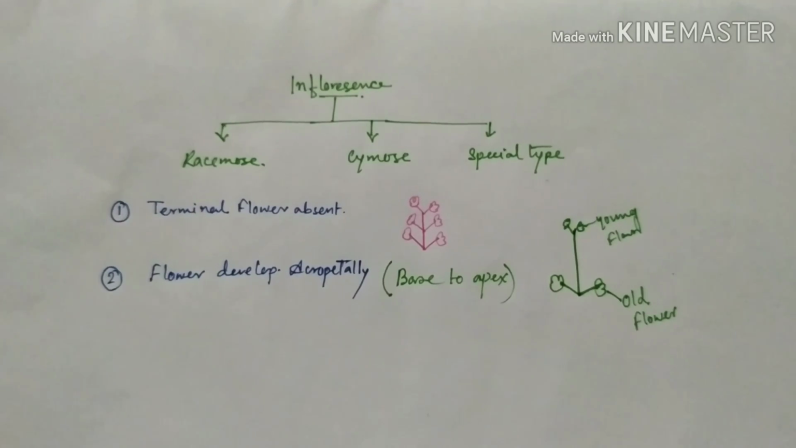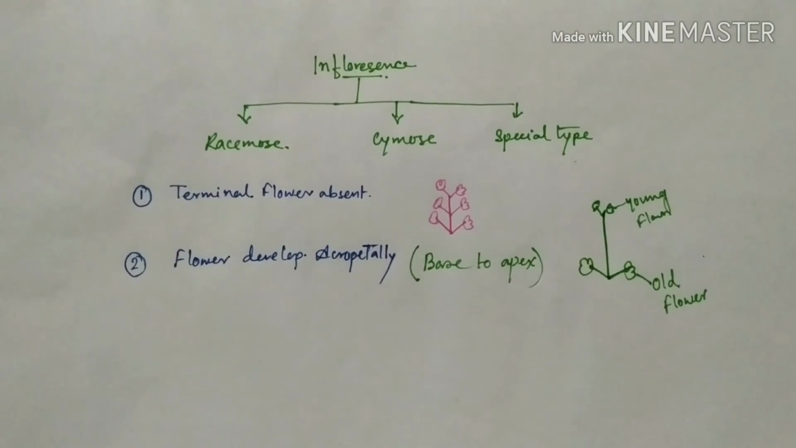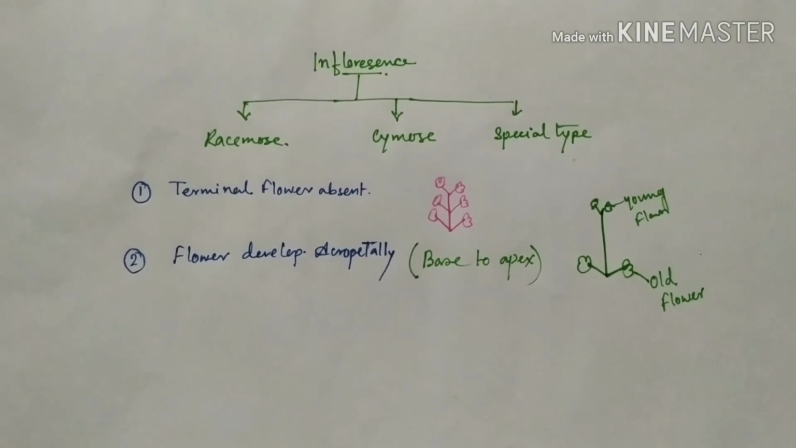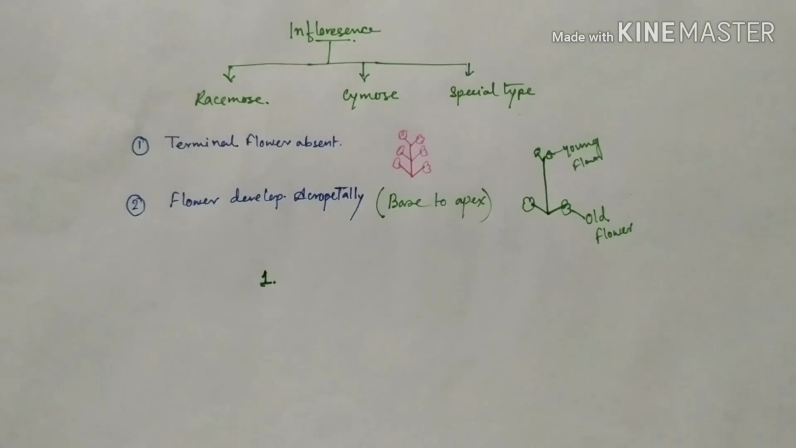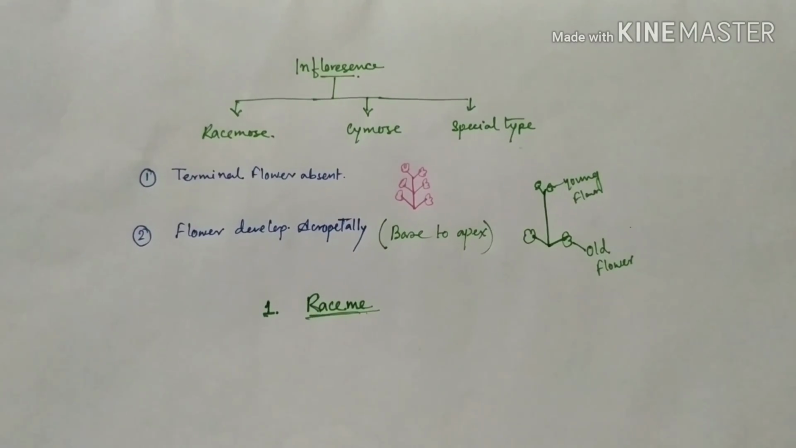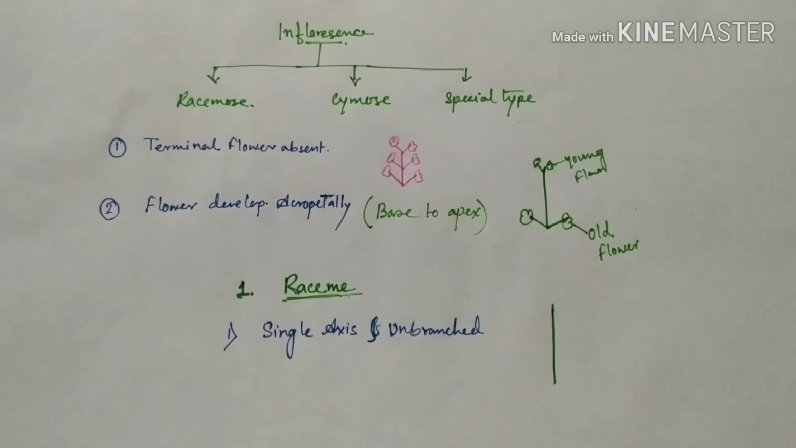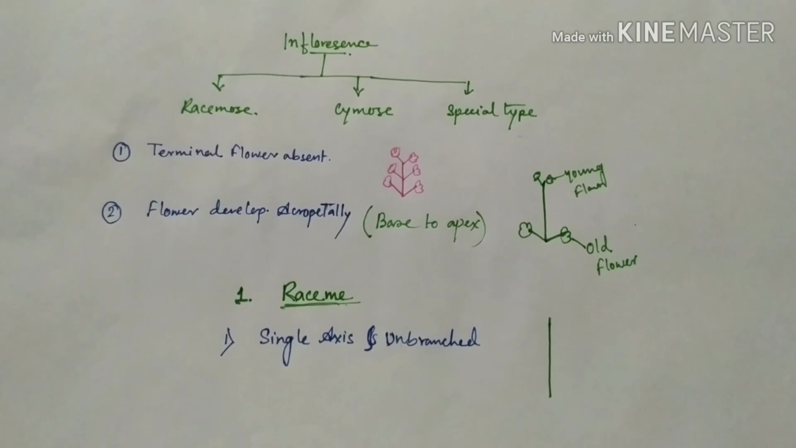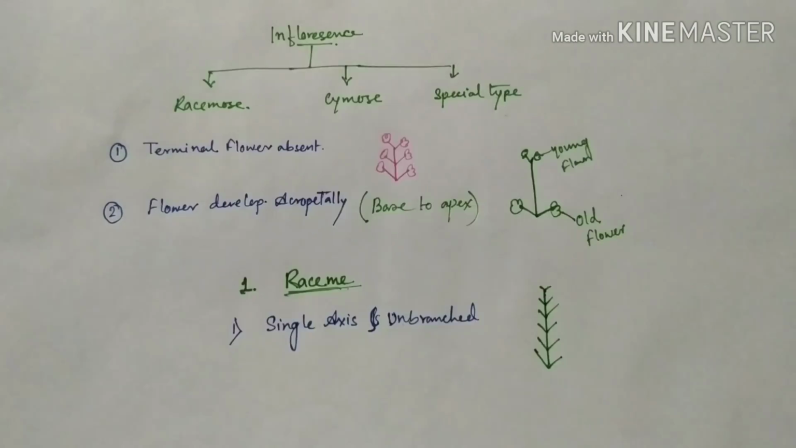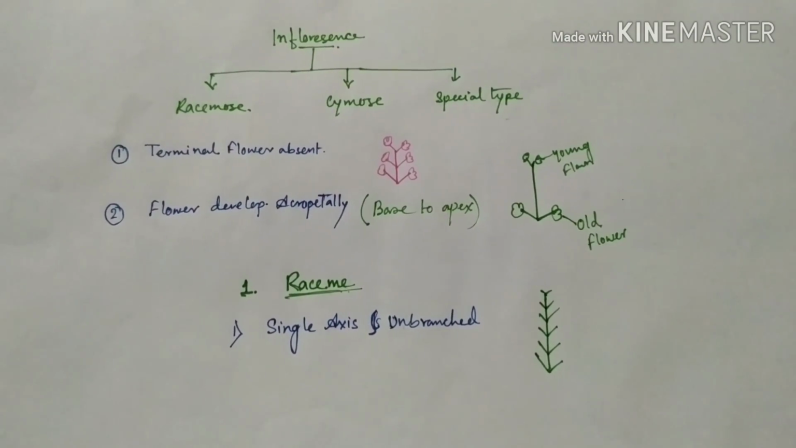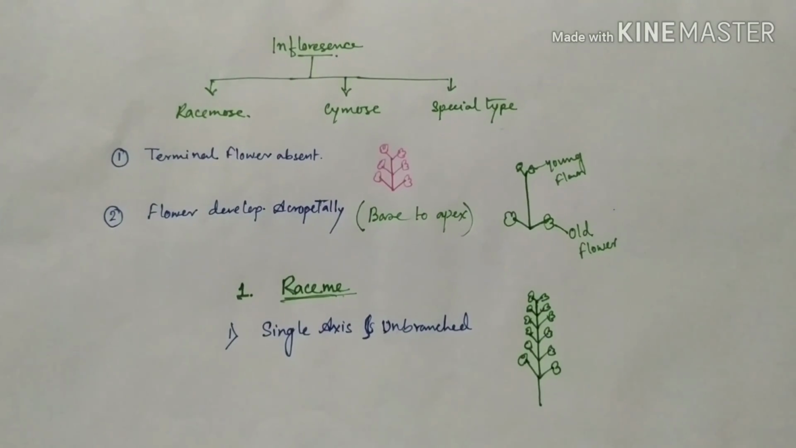Now, more or less 13 types of inflorescence are present under the racemose inflorescence. So first is raceme. In raceme, the axis is always single and unbranched, and it is long. And like racemose, here flowers develop in an acropetal manner and the terminal flower is absent. So this is about raceme.